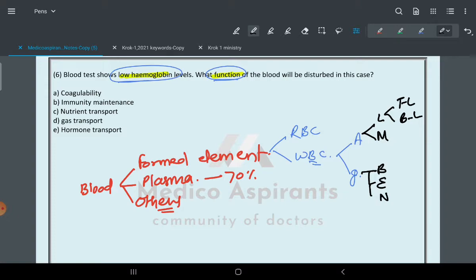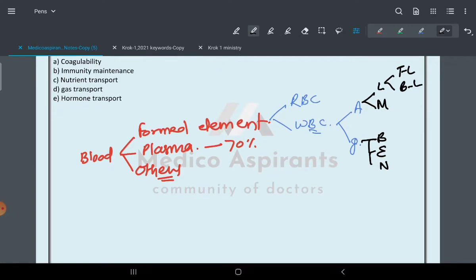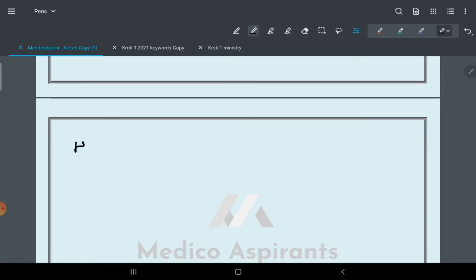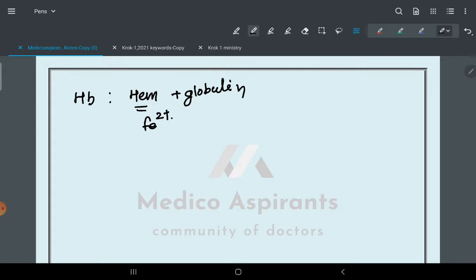When we talk about the plasma material or something, here we will focus on the hemoglobin. Hemoglobin is formed of two components, heme plus globin. The heme part is iron containing. Their main function, everyone knows, is to transport gas.